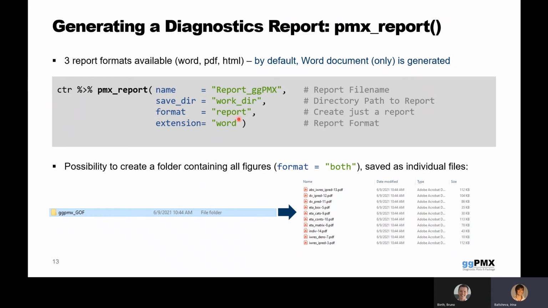The 4th argument is specifying whether we create only a report, or in addition to the report, you may create a folder that contains all figures saved as separate files. For that, you need to call the option format equal both. When using this option, you get the folder ggPMX_GOF that contains all figures saved as a separate file. The ggPMX_GOF folder is actually very useful when you need to refer to a specific individual figure in a submission document.